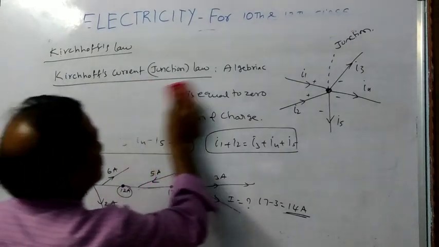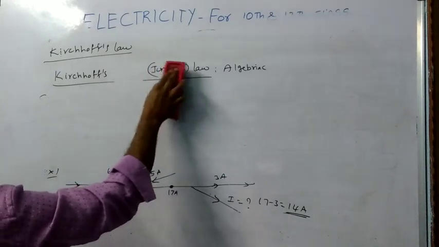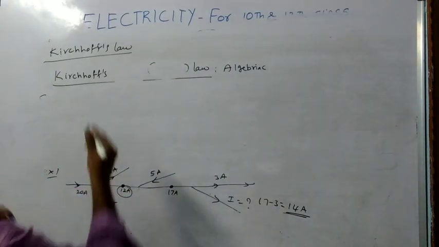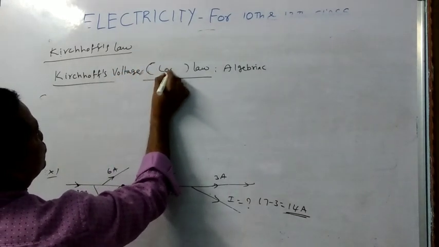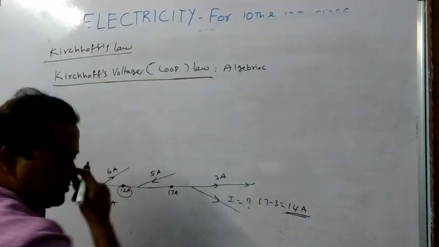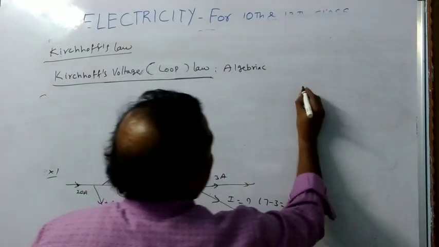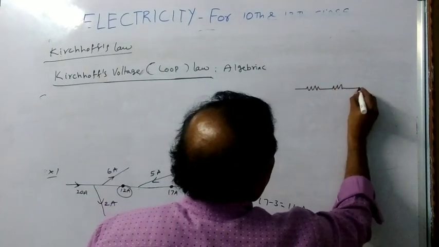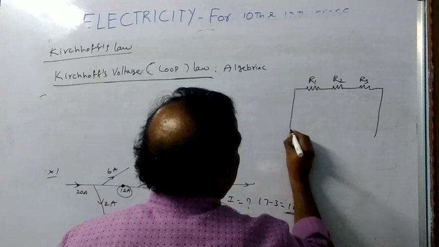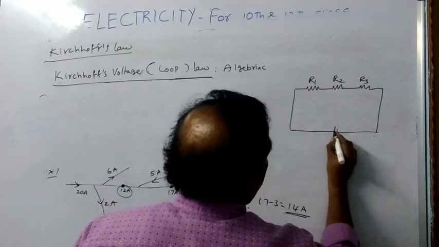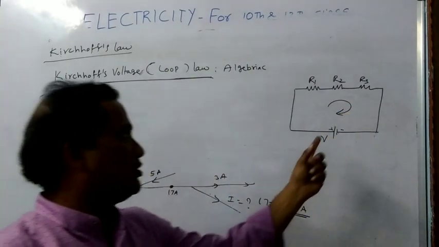Okay. Next, Kirchhoff's voltage law. This is also called the loop law. Loop means the starting and ending point should be the same. Here I am considering some resistors in a simple manner. Say resistors having resistances R1, R2, R3 connected in series to a battery of potential V. This we can call a closed loop.